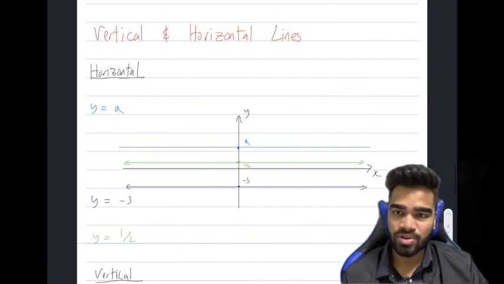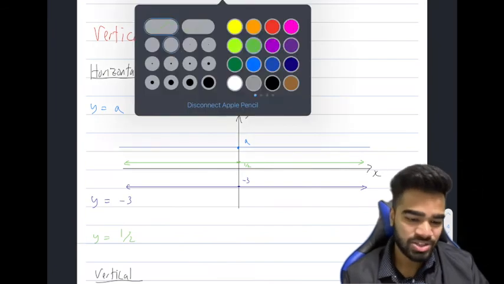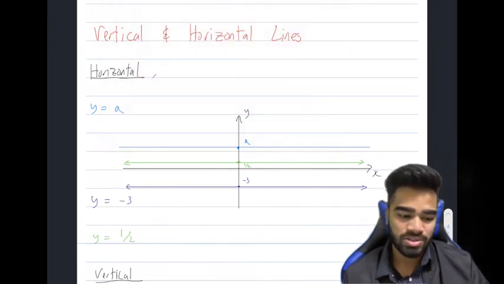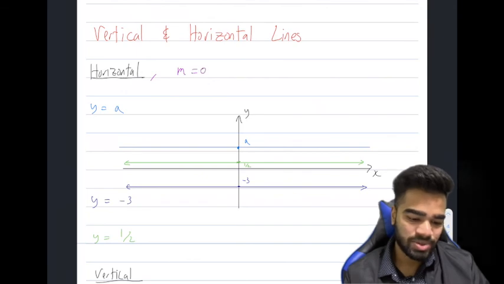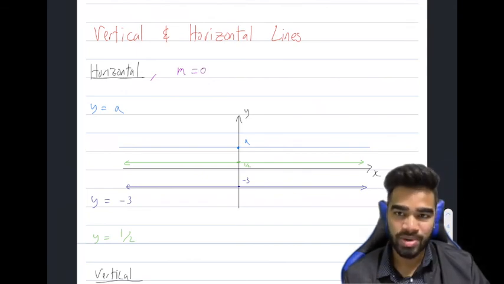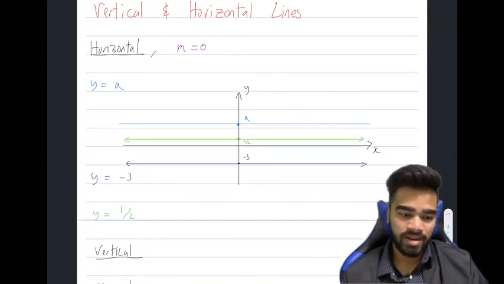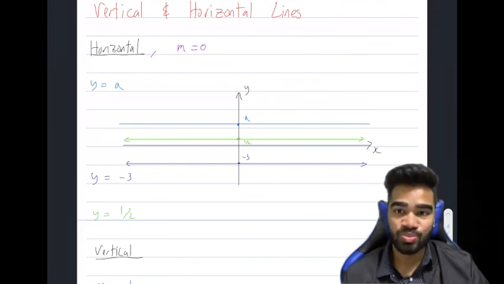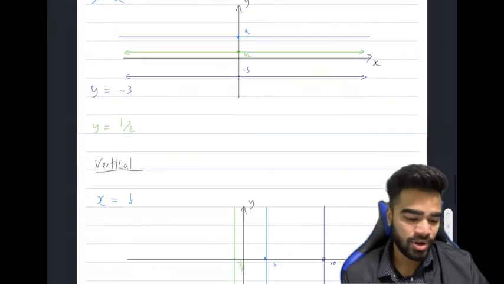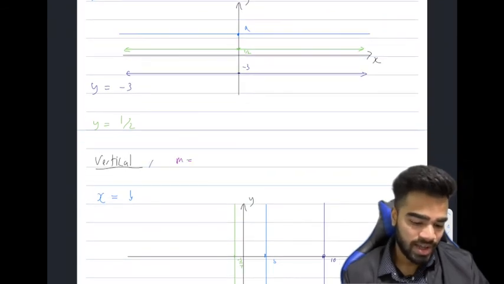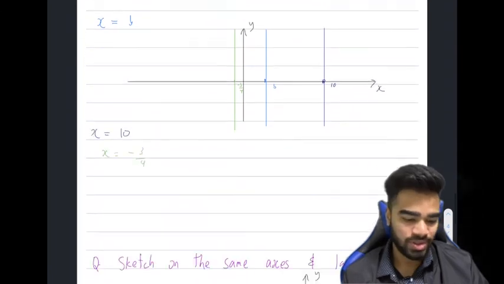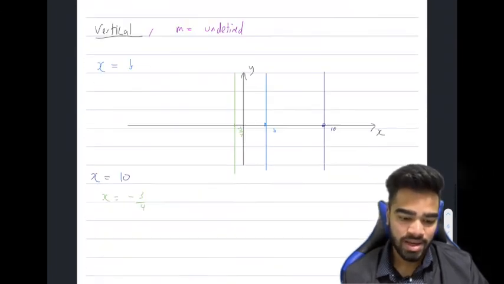What is the gradient of a horizontal line? We talked about this when we did the gradient chapter. Gradient, remember, was 0 because of rise over run. If you forgot, go back and have a watch of lesson 2.2 again. And for a vertical line, the gradient m is equal to undefined. Again, same thing from 2.2. That was the lesson. I hope you understood.